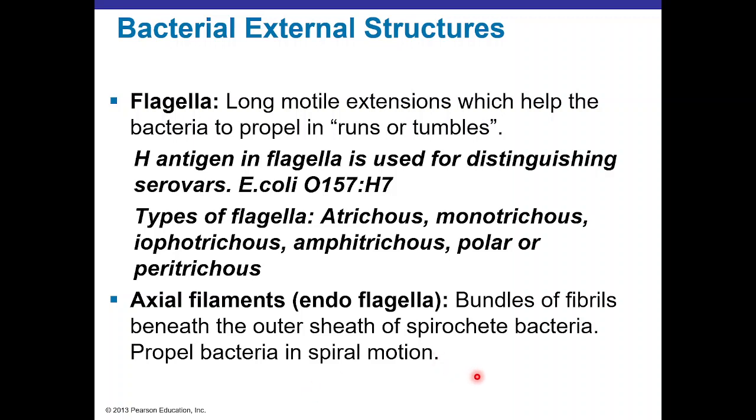Now, there are some bacteria that move, but they don't use flagella. Instead of using flagella, they use axial filaments, which are also known as endoflagella. Endo means inside, flagella means flagella, like this long extension. But instead of being externally located, the axial filaments are located inside the cells, and they're made of fibrils, like proteins, that are found beneath the outer sheath of spirochetes. And they help the bacteria to move in a spiral or corkscrew motion.